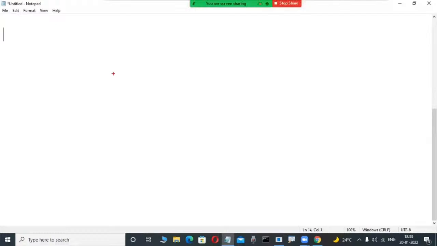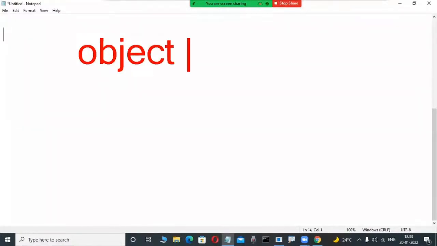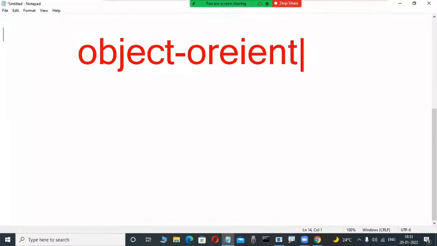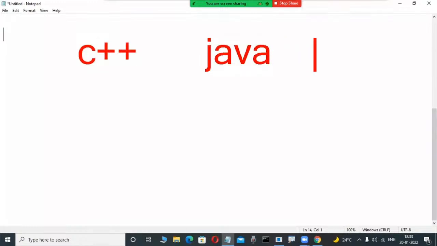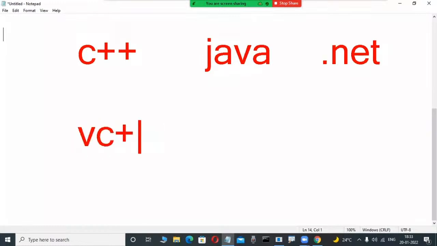Suppose there are so many object-oriented languages. A little bit of technical knowledge helps here. Object-oriented languages exist worldwide. Maybe so many fellows have an idea. What are the object-oriented languages worldwide? C++ is an object-oriented language. Java is a popular object-oriented language. C# .NET is an object-oriented language. VC++ is an object-oriented language. So many object-oriented languages are there.